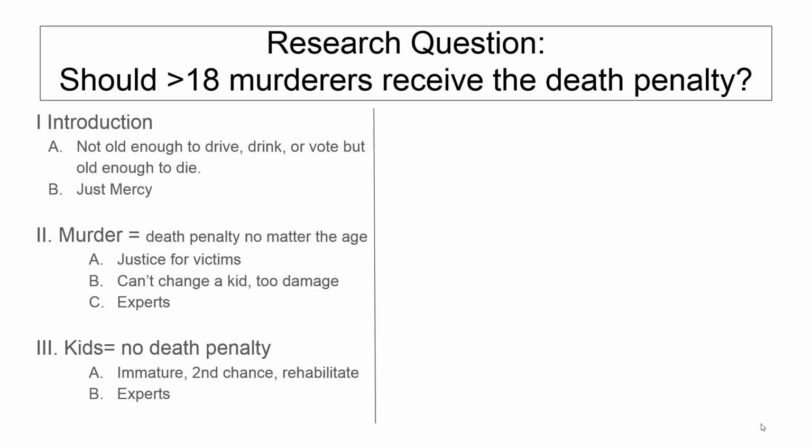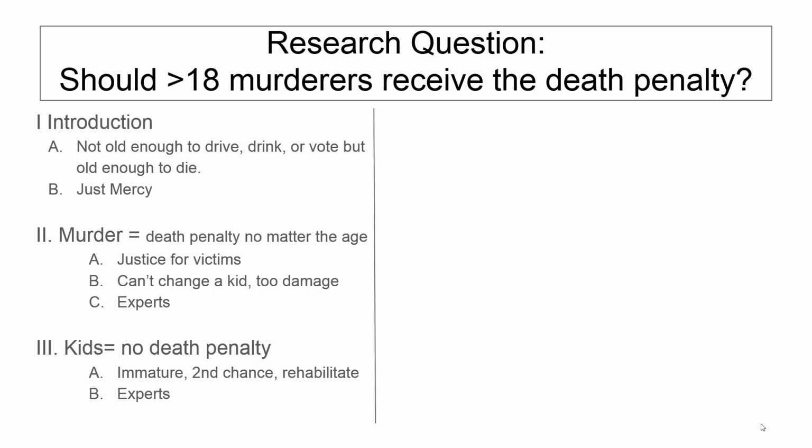Your next section of the paper would be those who believe that no matter what your age is, if you commit murder, you deserve the death penalty. Their evidence for this is that victims deserve justice, and you really can't change children. They are too damaged once they have become predator murderers, and you'd have experts that would support this point of view.